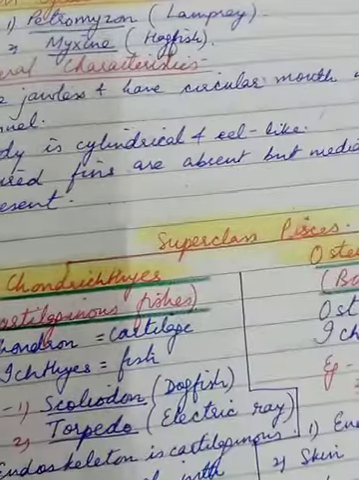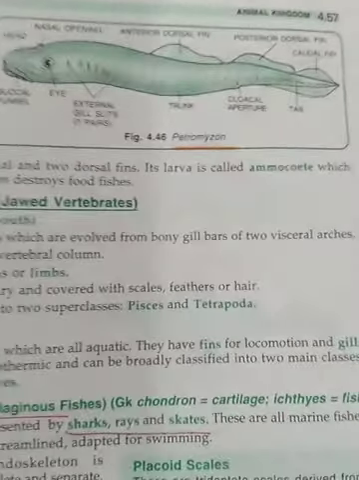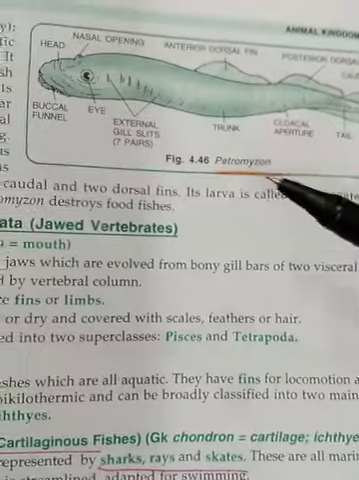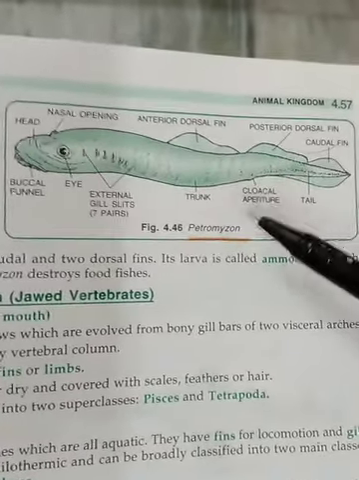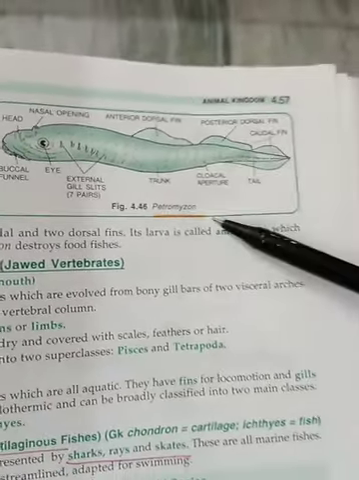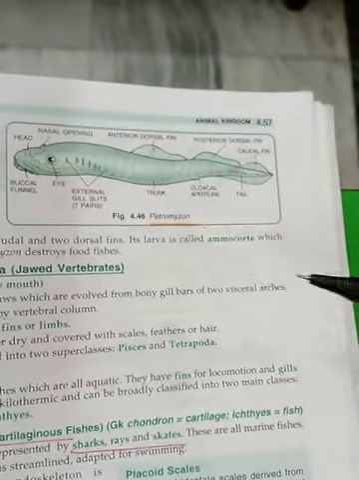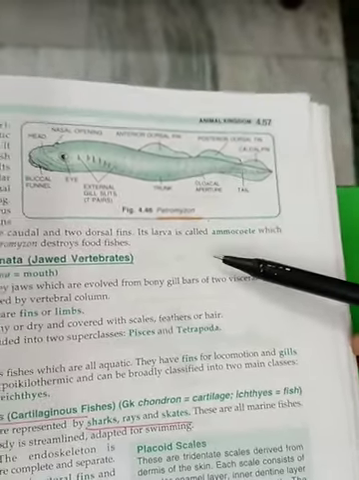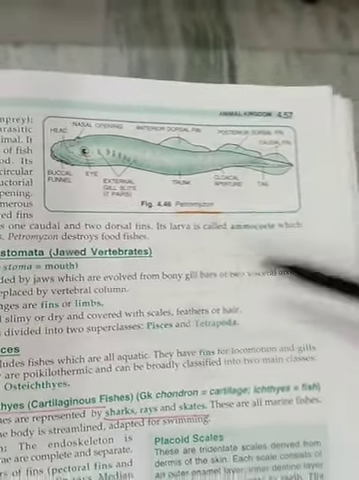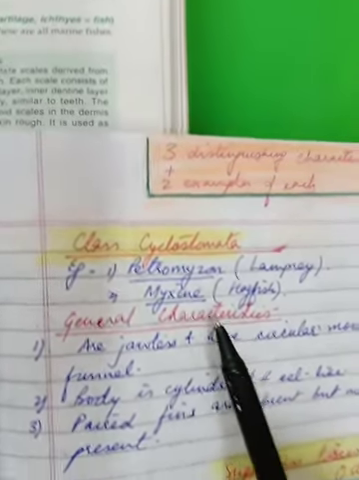This class includes Cyclostomata. This includes a representative we call Petromyzon. Can you see this over here very clearly? Petromyzon. We also call this lamprey, right? Another example which has not been shown and we are using here is a hagfish or Myxine.